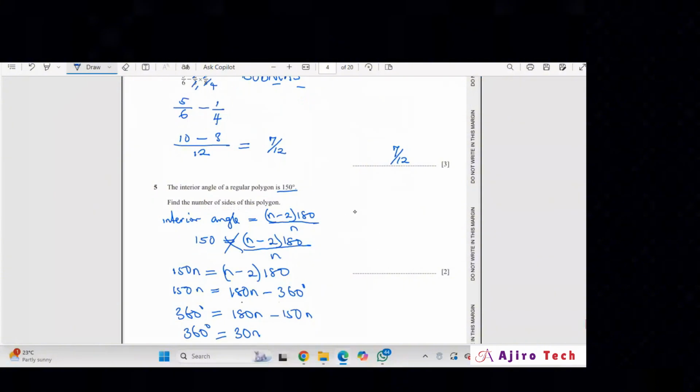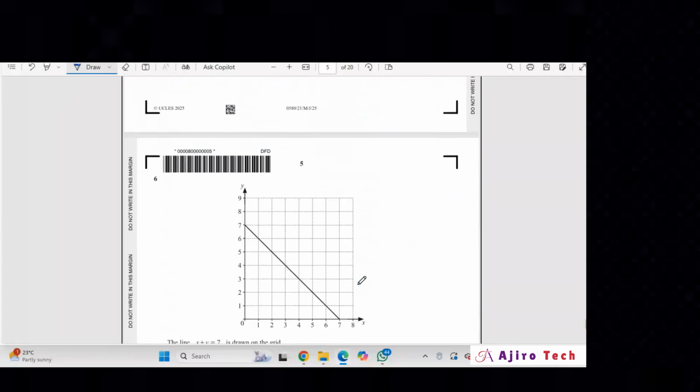Okay, so from here, you can divide both sides. 360 equals 30n, divide this by 30. We cancel this zero, so our n is equal to 36 divided by 3, which will give us 12. So you can see that the number of sides is 12. Please, any question? So we have done this now.